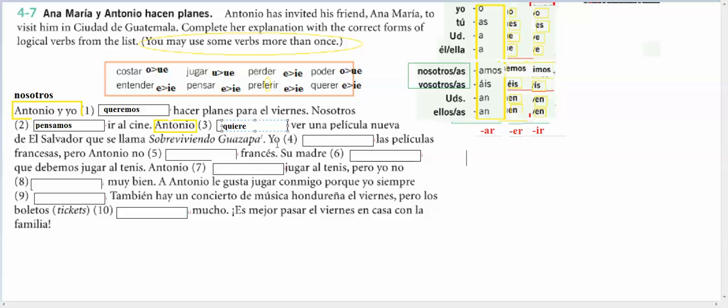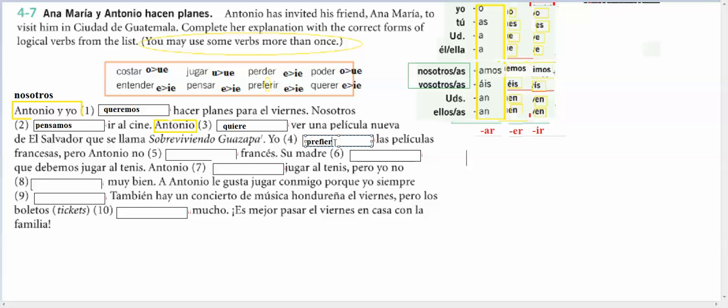Yo las películas francesas. Okay, so this is a film from El Salvador, but I maybe prefer French films, so I'm going to put in preferir. Okay, who's doing the preferring? I am. If you look up here, I is outside the green box. So I get rid of my ending, and for preferir, it's the second E that changes. I am going to have to change that E to an IE. And then for an IR verb, I add the O.